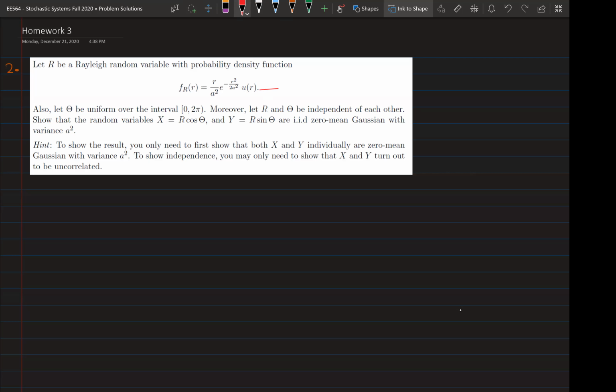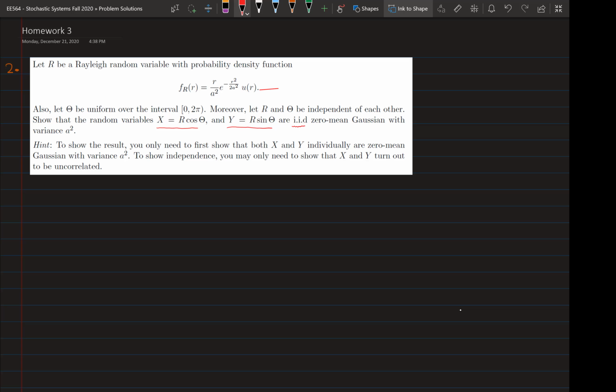And then we have two additional variables, which is x equals r times cosine theta, and y equals r times sine theta. And then we're required to prove that x and y, both of them, are Gaussian, identical with zero mean and variance sigma squared. And more importantly, we are also required to prove that they are independent of each other.